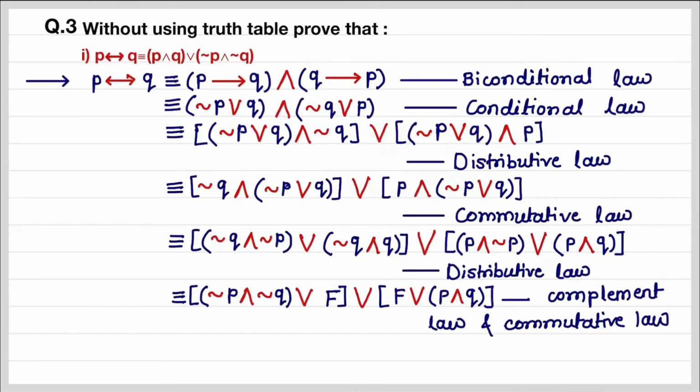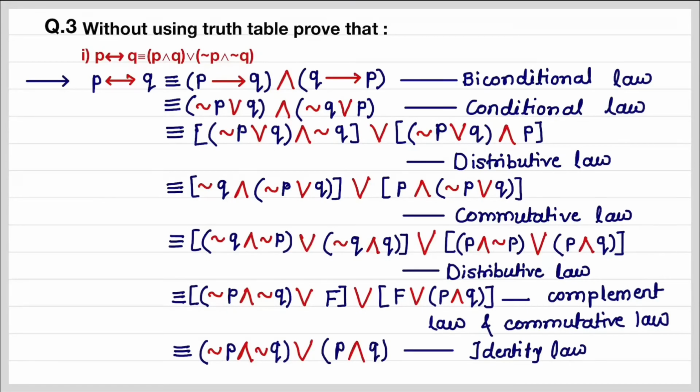But statement or F is equivalent to the statement itself. Therefore, this term will become negation of P and negation of Q, or P and Q. Here the law used is identity law.